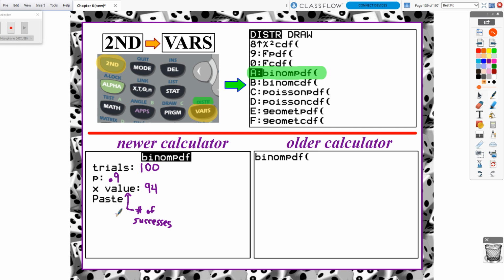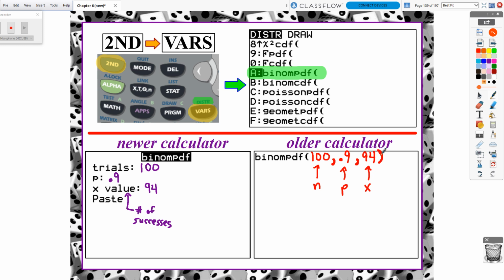Now, if you have an older calculator that just pops up and says binomPDF, and then the cursor's just sitting there staring you in the face, and it's like, okay, what are you going to do next? We've got to put the numbers in the same order that we have here. So first we put in the 100, which again represents n, the number of trials, comma, which should be above the 7, if I'm not mistaken, comma, the probability of success, 0.9. So then we put in p, comma, and then we put in x, which again represents how many successes we wanted to see happen, 94.